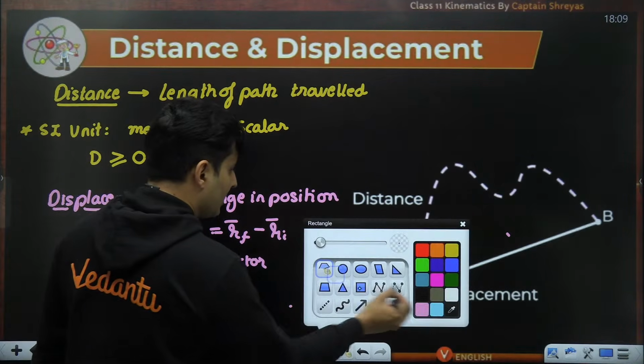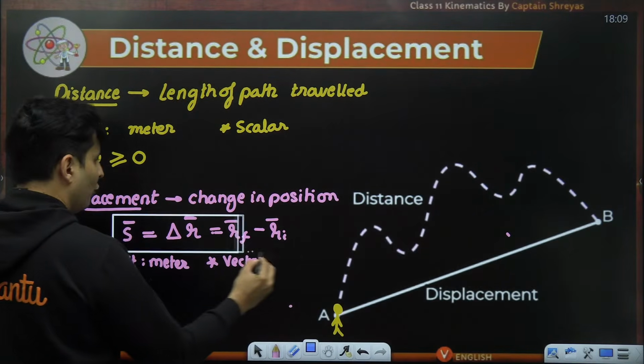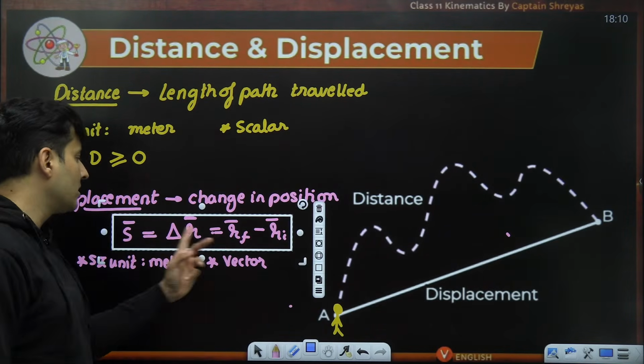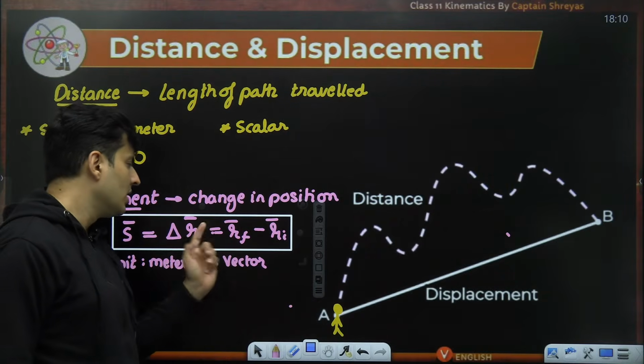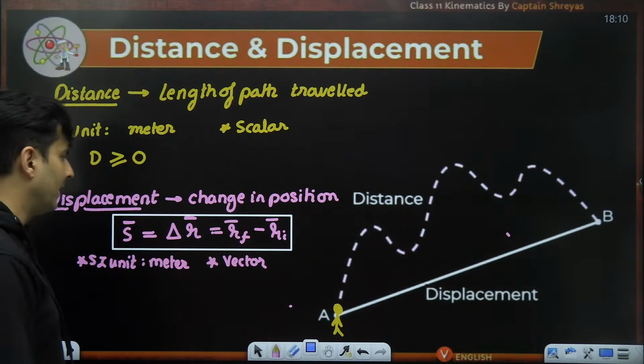All right, I can highlight this. The displacement vector symbol is the change in position. Delta stands for change. Change is always final minus initial. Never do initial minus final.